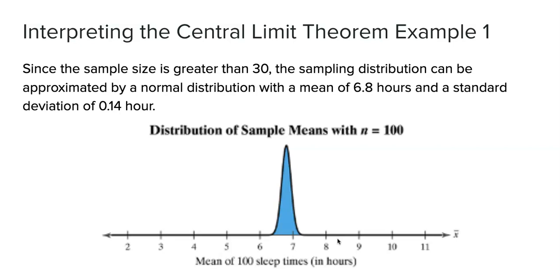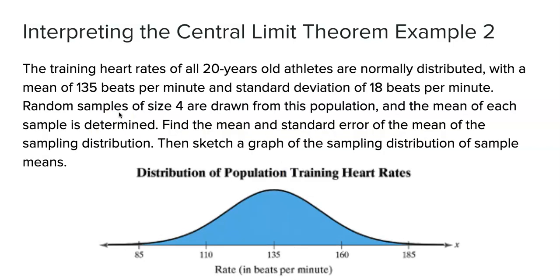And that distribution will have a mean of 6.8 and the standard deviation of 0.14. Now you can see we're going to use these to find some probabilities later, right? But not just yet. We'll just keep on doing the same thing.